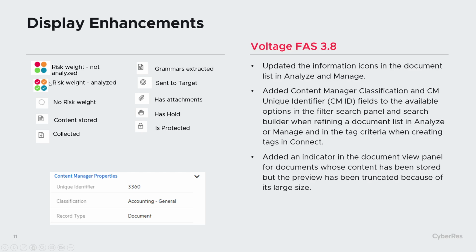So the tick ones are the ones where we've analyzed the content, and this one we've just analyzed the metadata. And the label color represents the highest weighting label associated with the document. You'll see some slight changes to some of the icons in here, so I'll leave you to read those.